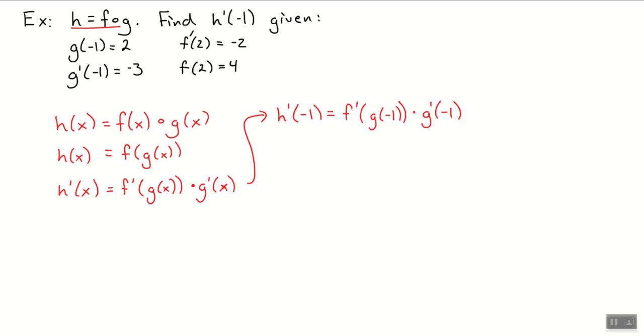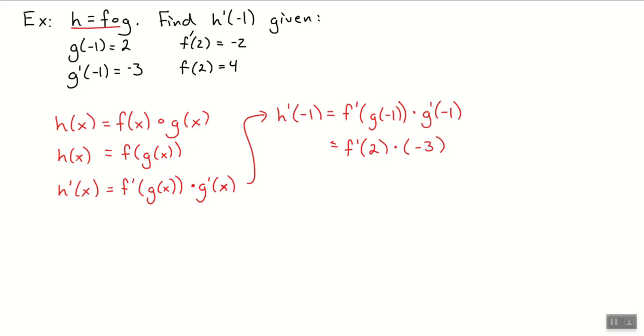Well, I'm stuck. I don't know what any of these things are. If only I knew what g of negative 1 was. Oh my gosh, it's 2. Okay, this is f prime of 2, and here's where I also had the same hiccup in my brain, and why it works. What's g prime of -1? Oh, hey, it's -3. Neat.